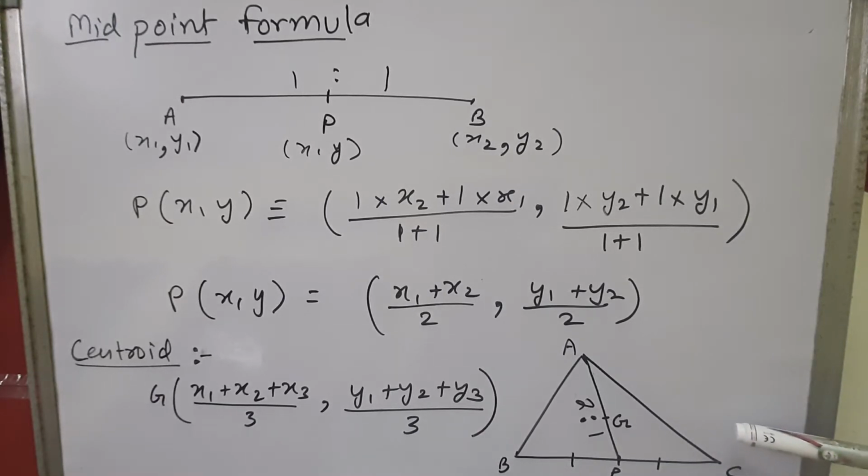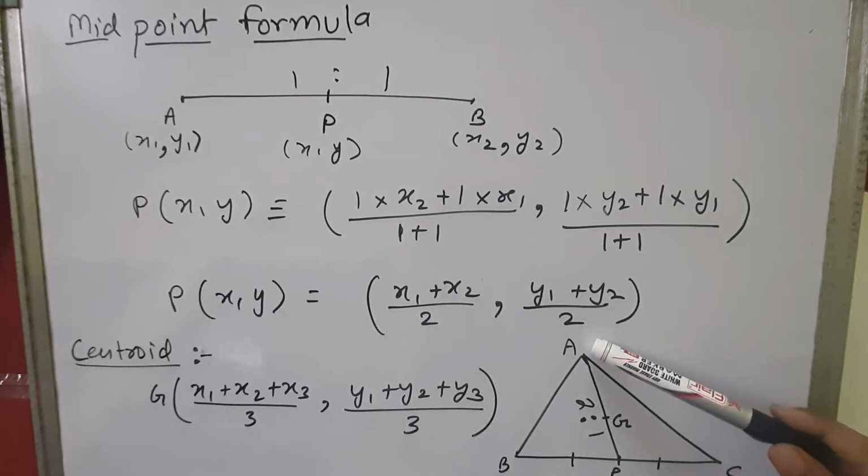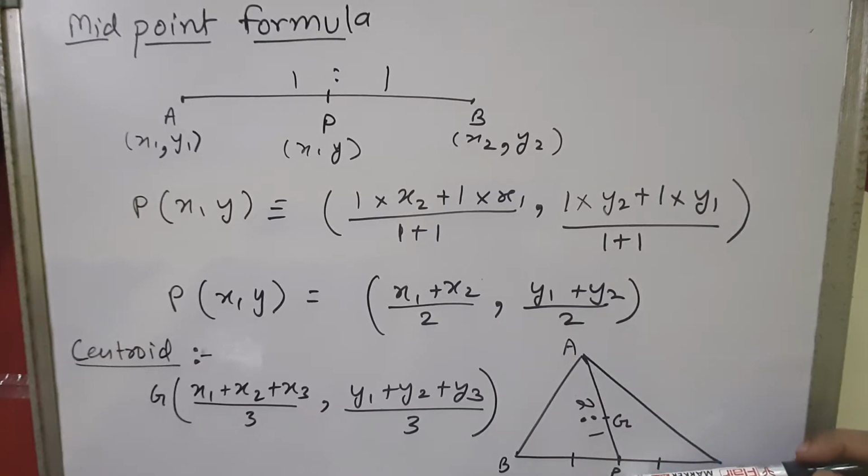Now first, what is a centroid? Centroid is the point of intersection of the medians. A median is the line joining the vertex and the midpoint of the side opposite to it. So this is the midpoint and this is the vertex. Similarly, we can draw another median from vertex B. If we join B to the midpoint of AC, then we get another median. And where the medians intersect, this is point G, and G is called the centroid of the triangle ABC.